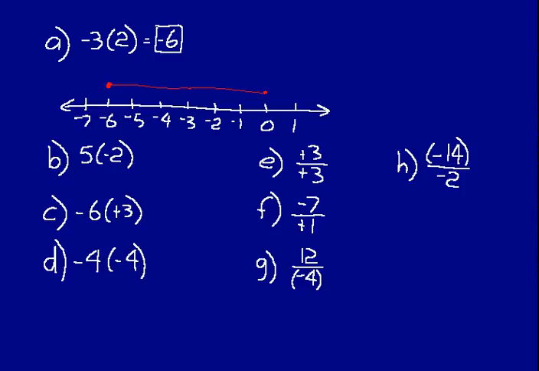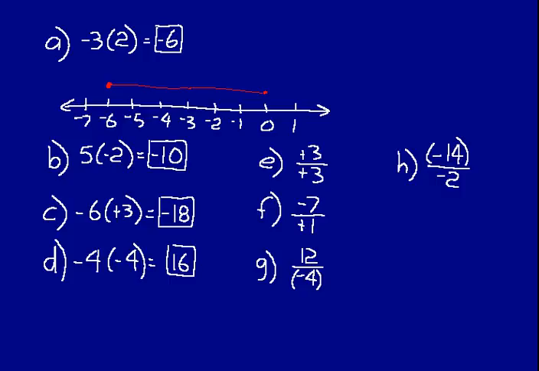So in B, we have 5 times negative 2, so that would just be a negative 10 because we have unlike signs there. In C, that would be a negative 18 because there are unlike signs. In D, we have the opposite of 4 times negative 4, so the opposite of negative 16 is a positive 16. And then we also know that we have like signs there, so that should yield a positive result.